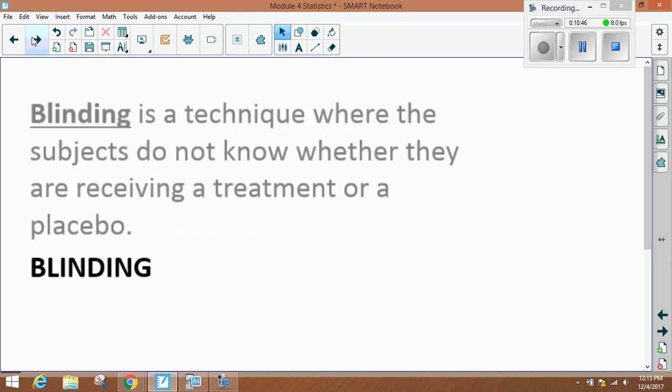Blinding is a technique where you use your thumb and you gouge. Oh wait, sorry. Talking about something different. No. Can we try it?